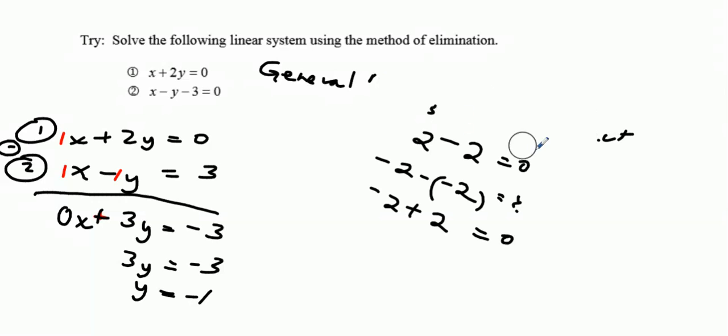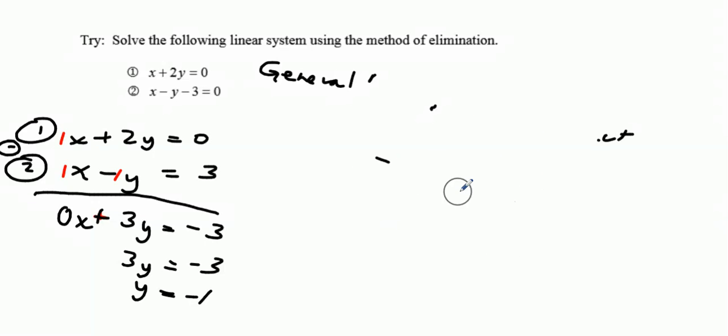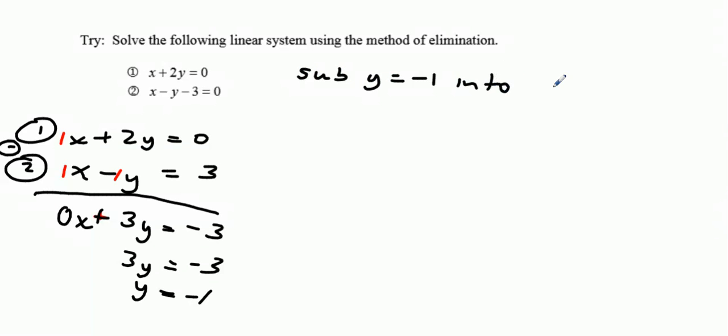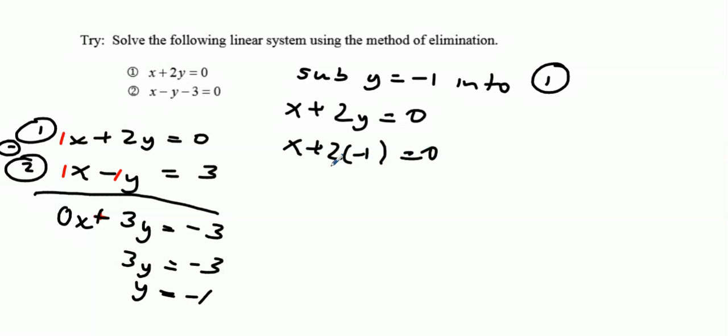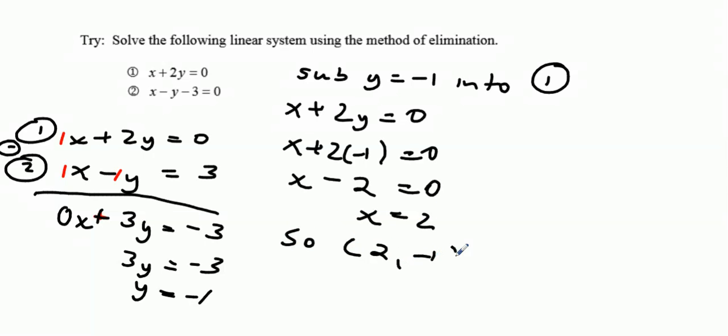So now we're just going to substitute y equals 1, negative 1, sorry, into either equation. So I'm going to choose to substitute it into what I perceive to be the easier equation, which is number 1. So sub y equals negative 1 into 1, and I get x plus 2y equals 0 when I start off, and then I'm going to have x plus 2 times negative 1 equals 0, x minus 2 equals 0, x equals 2. So we've got the point 2, negative 1 as a possible solution.